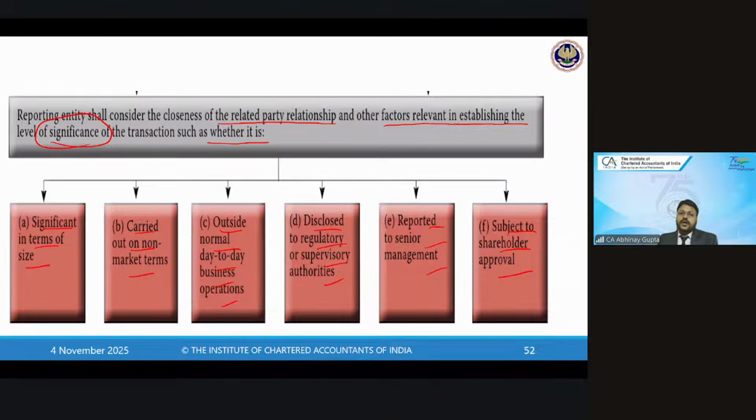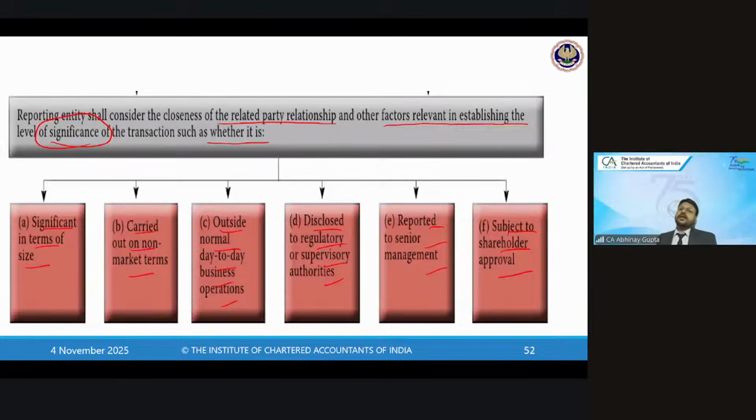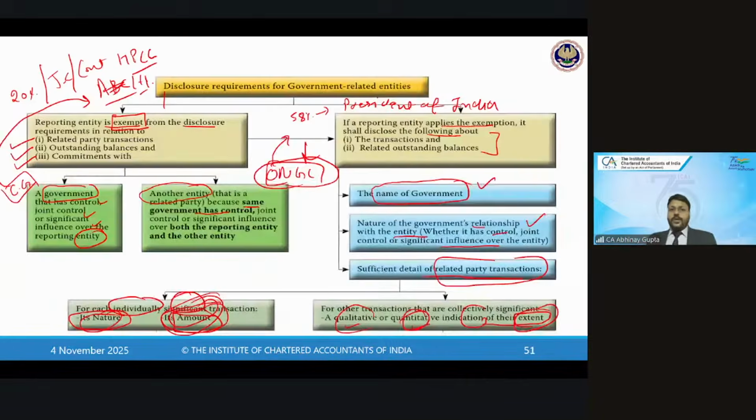So if any combination of these, or all of these factors are present for any transaction which comes to your notice, then in that case you will call these transactions significant, and hence you will consider these transactions for the purpose of these disclosures. And if none of these criteria are met for any transaction, then that transaction will not be regarded as significant, and that will be completely outside the scope of the disclosure. Is that clear? Clear. Clear.